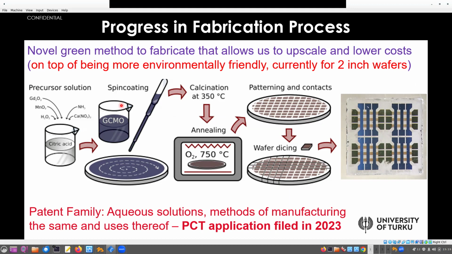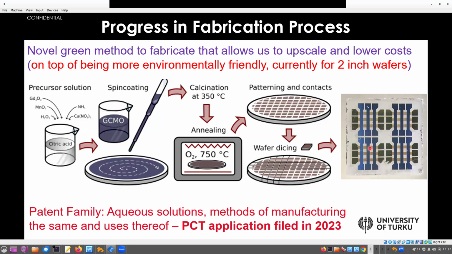But that's not a real problem, because what we have done is that we can use a chemical solution deposition method for the GCMO film. Since we can use the GCMO as the bottom electrode, we don't need any layers underneath it. So we can just do CSD on top of the wafer, calcine it, anneal it, pattern it, and then dice it. Afterwards, we can put on patterns for the other layers, aluminium layers and such.